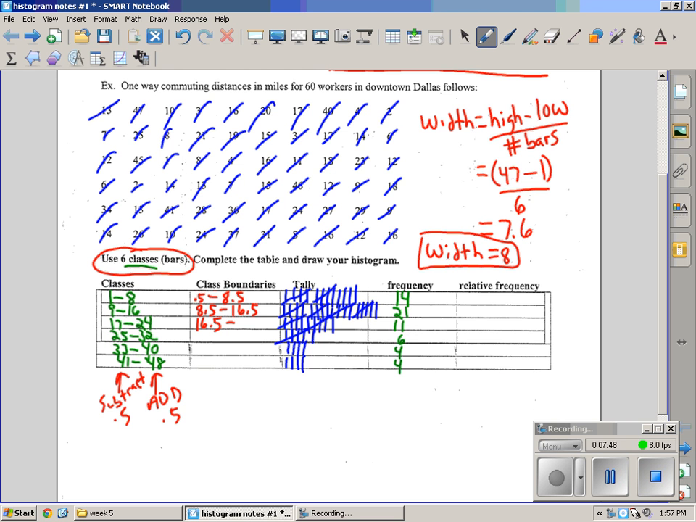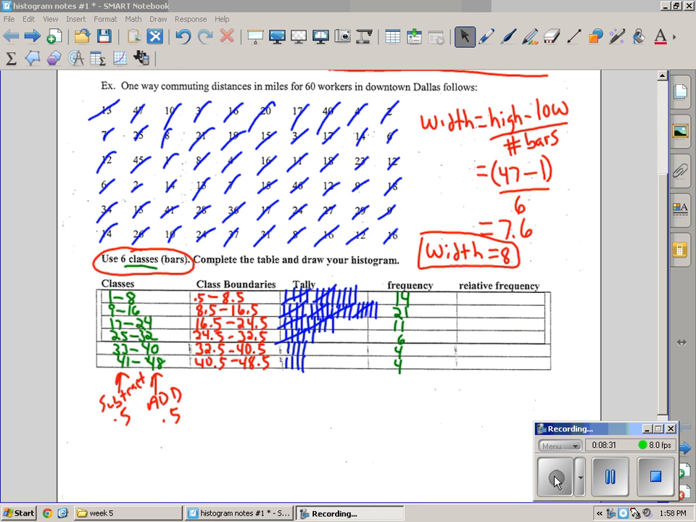You don't need a calculator. So the next one would be, what'd you say? 24.5. 24.5 to, what'd you say, Chucky? 32.5. Yes. What's the next one? 32.5 to 40.5. Yep. You just keep following this till you're done. And that's 40.5 to 48.5. You're done. Actually, that's it. You stop it there.